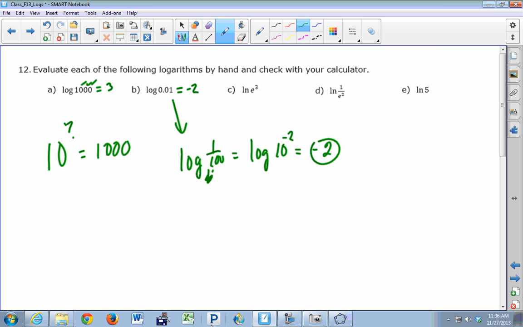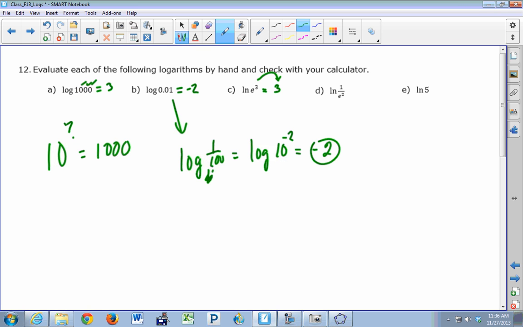Notice this, folks. If I put the baby e in here as the base, I'm composing. This is an example of when you compose e to the third with the natural log. I'm putting e to the third into its inverse, the natural log function. So what do I get for my answer? My bases are the same. My answer is 3. You lift off the exponent.